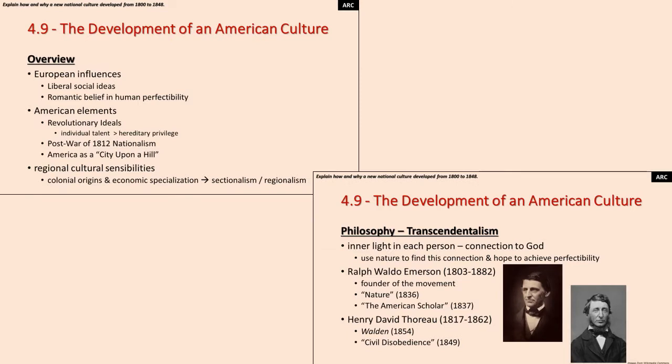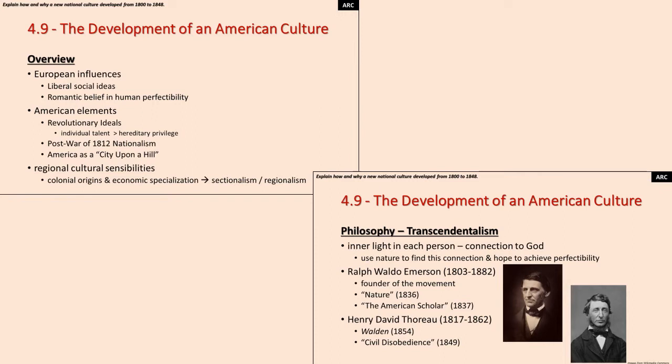All right, so in class we talked about the overview and the European influences and the American elements, and how you're taking some European ideas and blending them in with the early phases of what I would call American exceptionalism and the idea that the United States is going to be a city upon a hill. And then we have talked about the development of transcendentalism. You may have already heard some of that stuff going on over in English class as well, right?